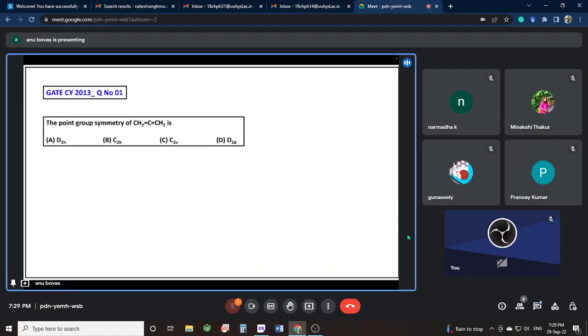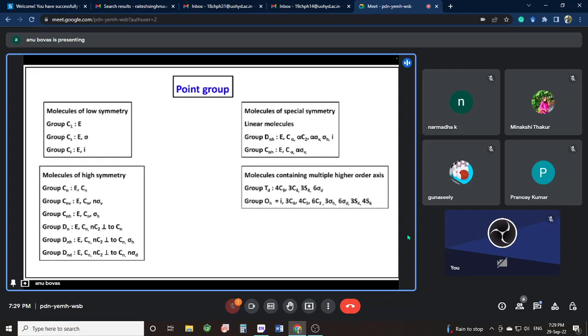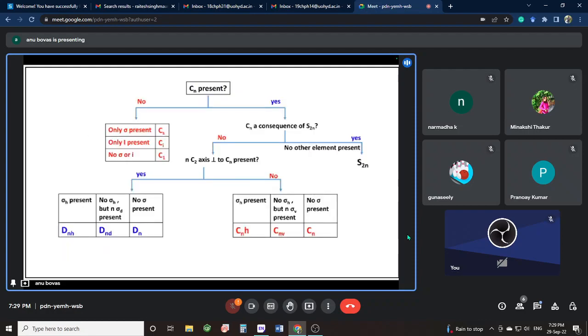Now similarly, we have to find out the point group of CH2=C=CH2. In this also, this is just a classification. We can classify molecules based on low symmetry, high symmetry, or special symmetry. This we already discussed earlier in a different form, in a flowchart method. This is in a table kind of form where we can find out which symmetry element is present in which group.